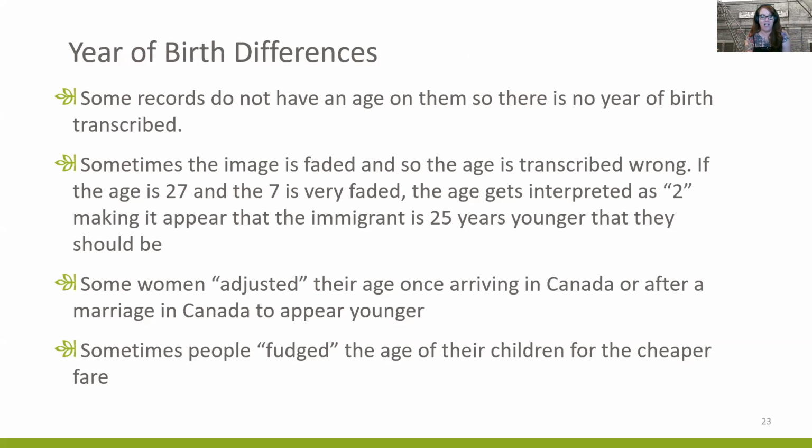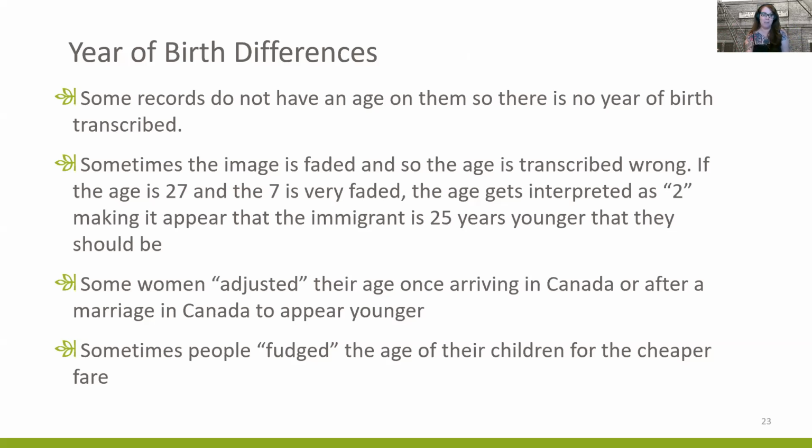Some women adjusted their ages. Can you imagine? So yeah, once they come to Canada, maybe they become a little bit younger. I recently found somebody who was actually 7 years older when she arrived than the age she said she was, or her year of birth when she was in Canada.